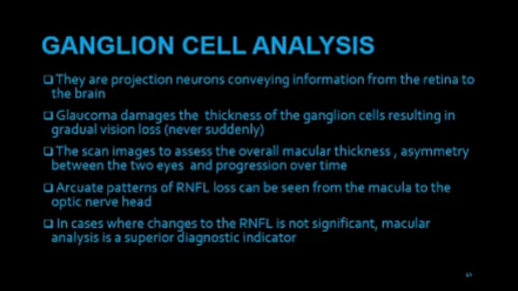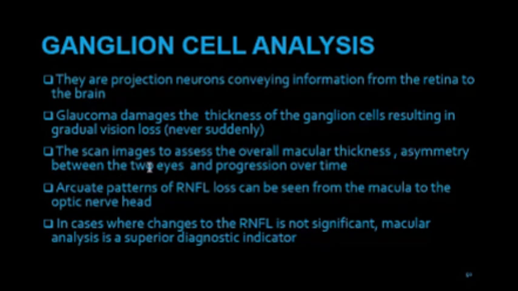Ganglion cell analysis. Ganglion cells are projection neurons conveying information from the retina to the brain. Glaucoma damages the thickness of the ganglion cells, resulting in gradual vision loss, never sudden. Remember I told you that glaucoma is not a sudden vision loss. It's just that the patient will notice it after so much damage has been done. But glaucoma usually is not sudden, so it is a gradual loss.